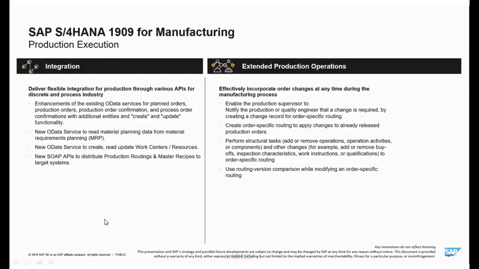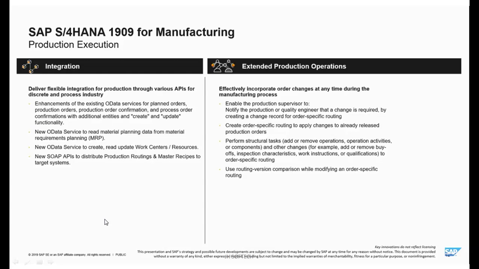Then, to effectively incorporate order changes at any time during the manufacturing process, we have enabled the production supervisor to notify the production or quality engineer that a change is required by creating a change record for order specific routing. Create order specific routing to apply changes to already released production orders.